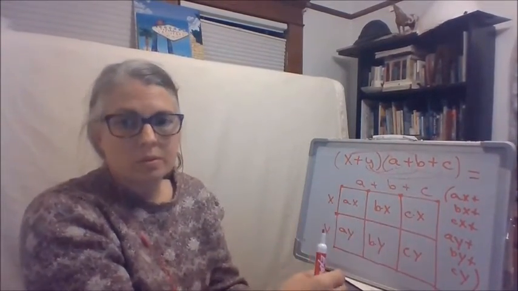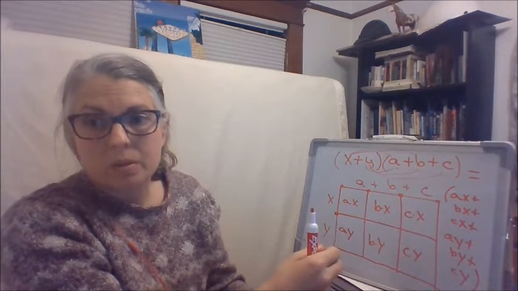Okay, the other thing that I talked about in this chapter was factoring. So to factor something out means to write an expression as that something times other things.